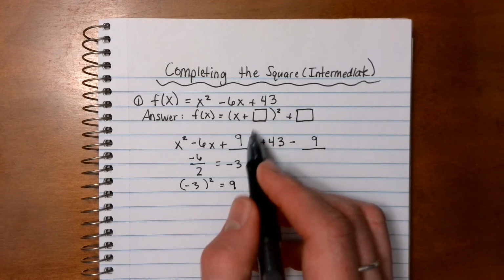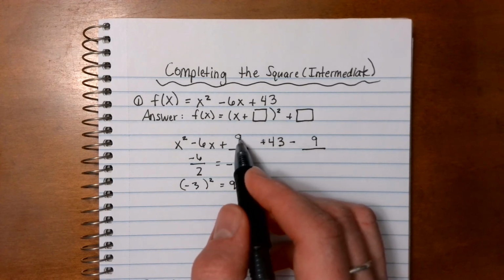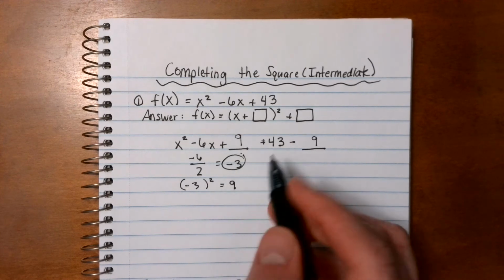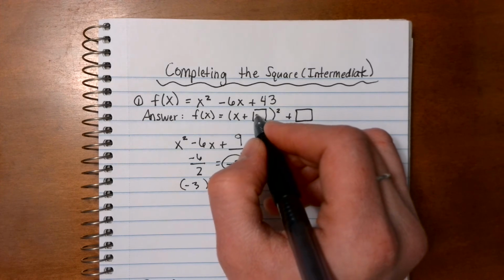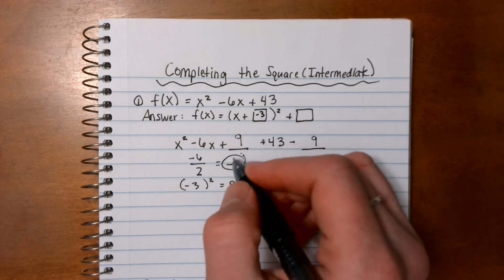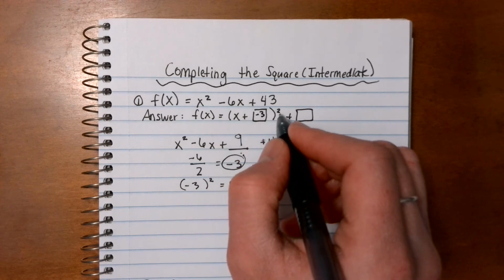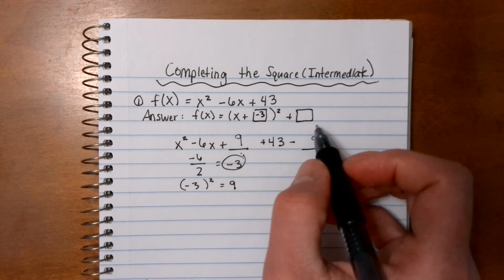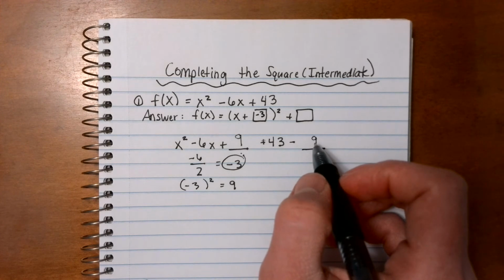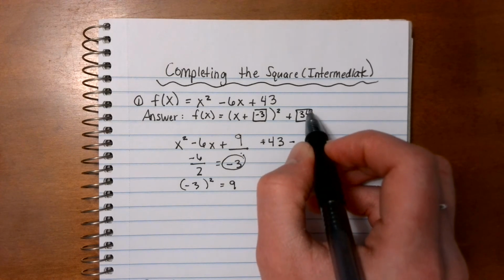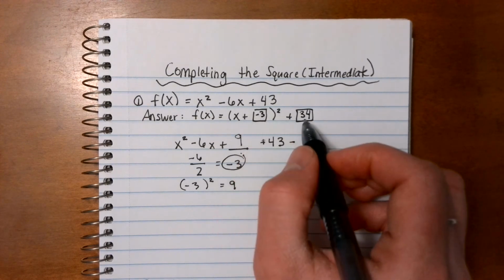Okay, so then this x squared minus 6x plus 9 is our perfect square trinomial, which we can write like this. Now the number that's in this box is not going to be 9. It's going to be whatever this number was. So negative 3 is going to go in this box, because that's the number that will be when you write it in vertex form like that. And then 43 minus 9 is 34. So 34 will go in this box. So negative 3 and 34.